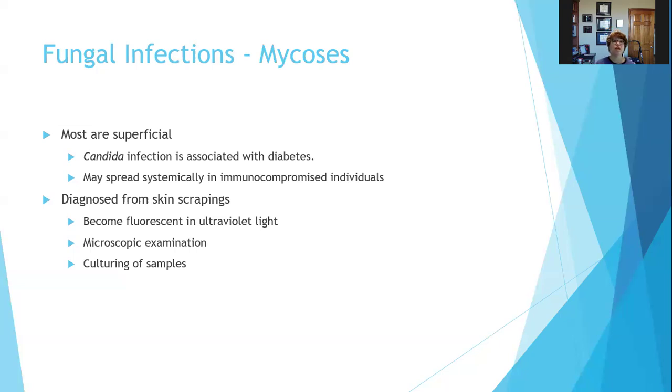Usually fungal infections are diagnosed from skin scrapings, and they become fluorescent in ultraviolet light. So they scrape the skin and put it under UV light. It's also examined under the microscope, and the samples are cultured using specific fungal culturing techniques.